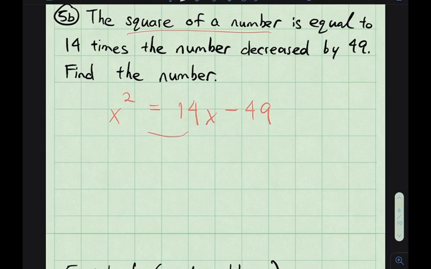So close. Let's move these things over there with some subtraction. X squared minus 14x plus 49 equals 0. I notice it's a perfect square. So if you know how to do that, you can take that shortcut. And if not, then we'll draw our box and diamond.